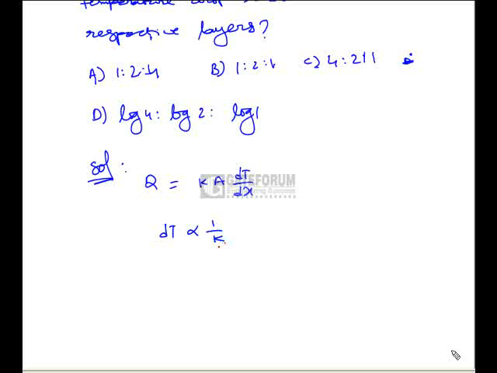For a given heat transfer, if K is high, the dT, that is the temperature drop, is less. That means dT is inversely proportional to thermal conductivity. So the layers have thermal conductivity in the ratio of 1:2:4, and the temperature drop is in inverse proportion, that is 4:2:1. So here the correct answer is C.